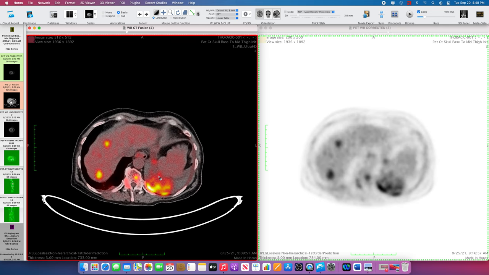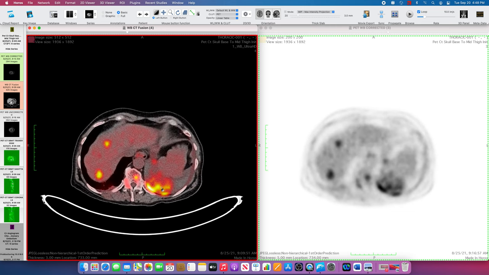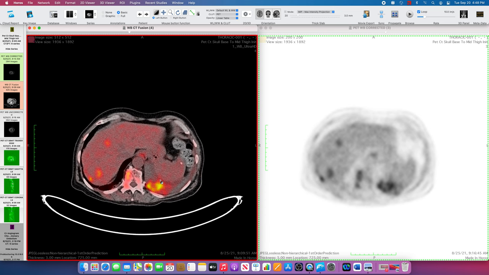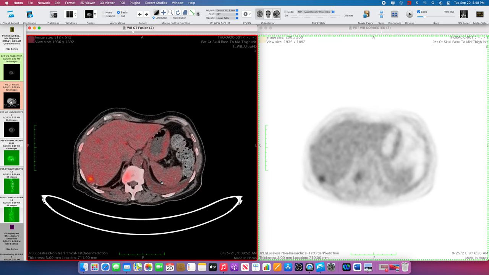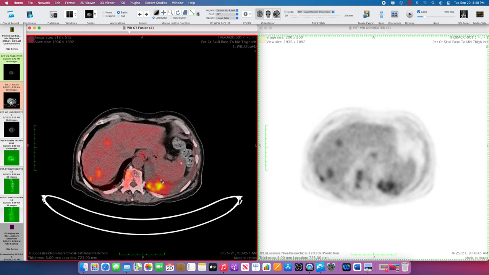As we continue inferiorly, we see hypermetabolic lesions within the liver, and if you've been looking at the bones throughout the thoracic spine and sternum and other areas, there are multifocal hypermetabolic bone metastases.